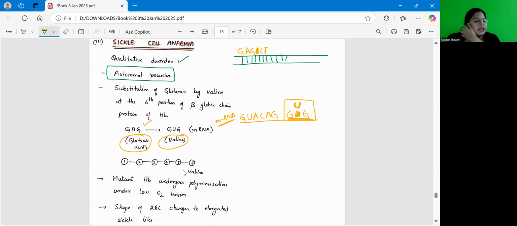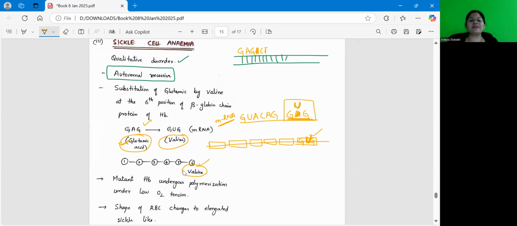Translation. Clear? And where do we see this? In the sixth amino acid. Say this is your mRNA. We have triplet codons like this: 3, 4, 5, 6. So this is the sixth position, of 3 nucleotides, that means codons. With GAG, we should actually have glutamic acid at the sixth position. But since GAG is modified to GUG, glutamic acid is modified to valine.